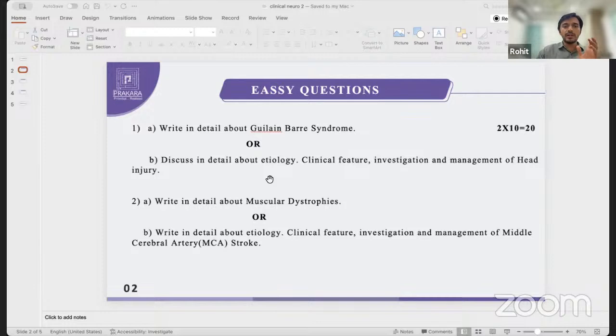So once we diagnose, how do we manage them? A definitive therapy for most of the muscular dystrophies is lacking. So it is mainly supportive therapy that we need to give, like physiotherapy, occupational therapy, and preventing complications. But in certain conditions like Duchenne and Becker's muscular dystrophy, we can give glucocorticoids, because glucocorticoids are known to slow the progression of Duchenne muscular dystrophy.